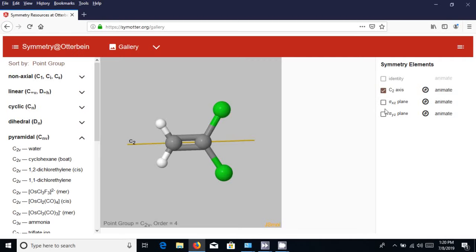Now you can see the planes present in it. This is again a plane. If I put the plane in that manner, by putting this plane, these two would reflect and these two would reflect. So this will take its position, and this will take its position. I can animate it, and you can see it here, just in that manner.